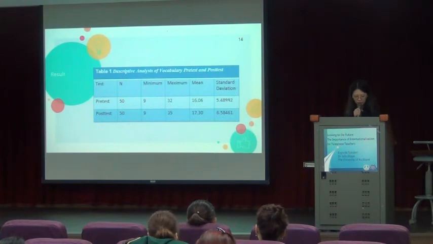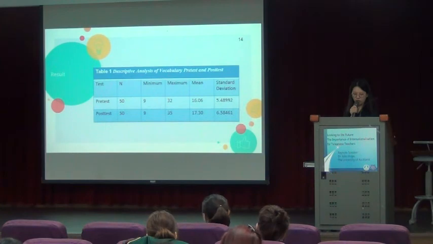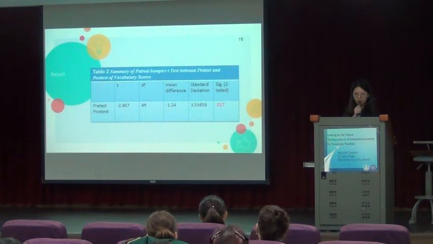35. And please note that the perfect score for this test is 35 because there are 7 vocabulary items and 5 points for each. And the mean score of these 50 participants increased from 16.06 on the pre-test to 17.3 on the post-test, suggesting that the use of the KWL charts could facilitate vocabulary learning. So I further did a comparison of the pre-test and post-test.